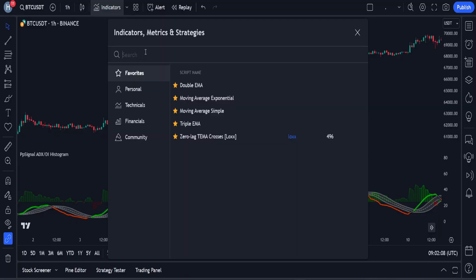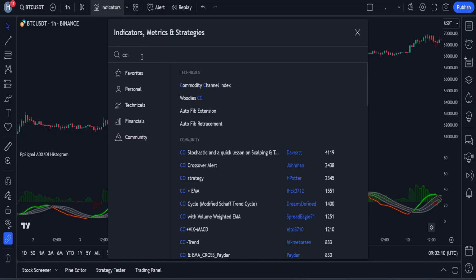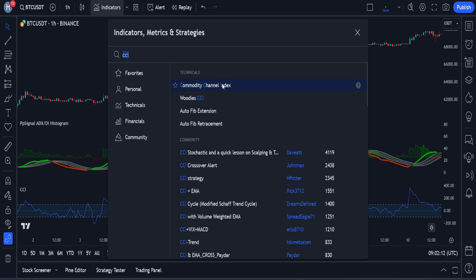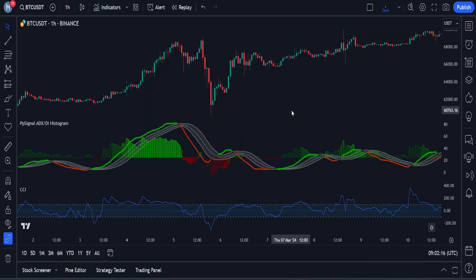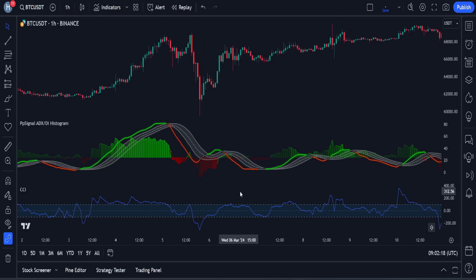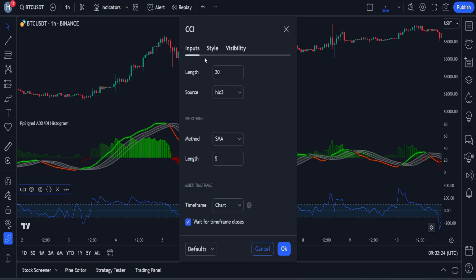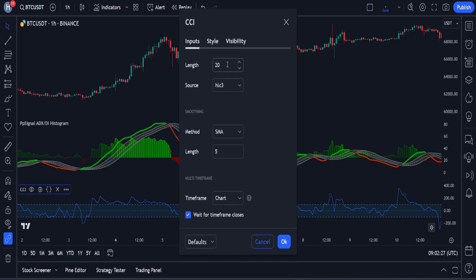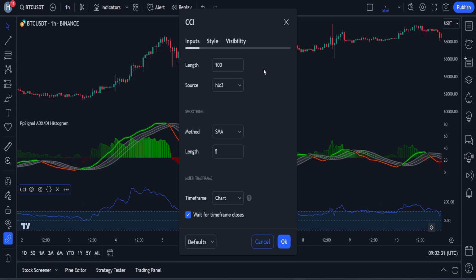So we will click on the Indicators tab again, and we will search for CCI, the Commodity Channel Index, and add this one to our trading chart. After it's added to the chart, this is how it looks. I'm sure most of you know about this indicator. First of all, we will need to change its settings. So we will open the settings from here. In the Inputs tab, we will set the value of length to 100. And this is going to be all the changes we will do for this indicator.